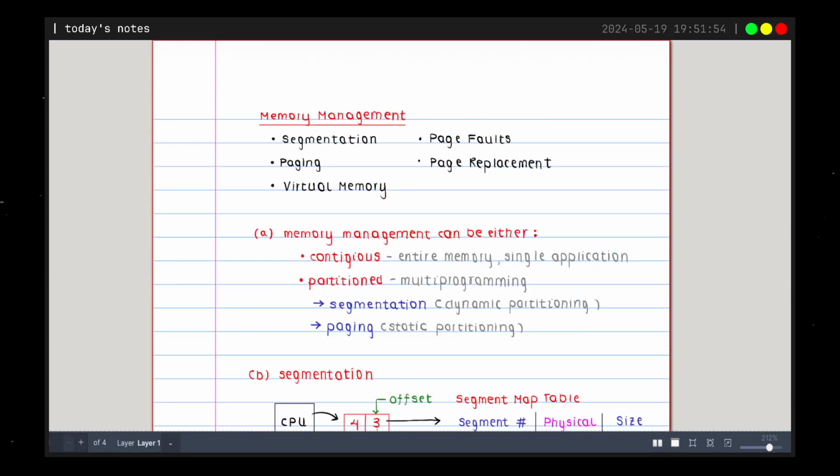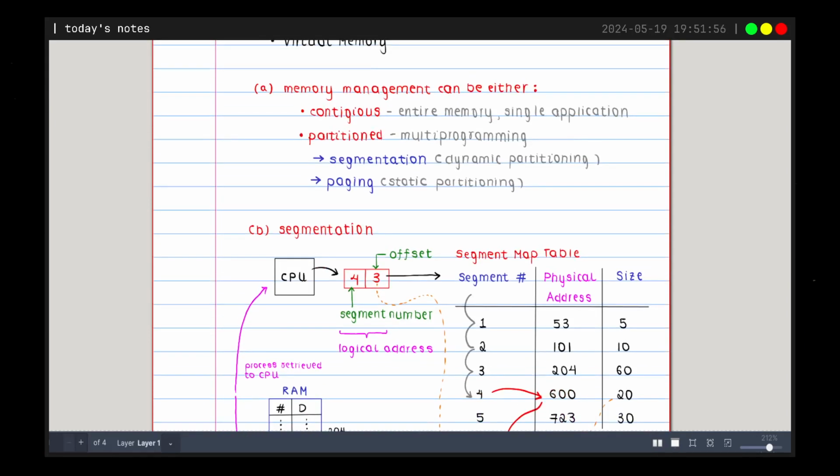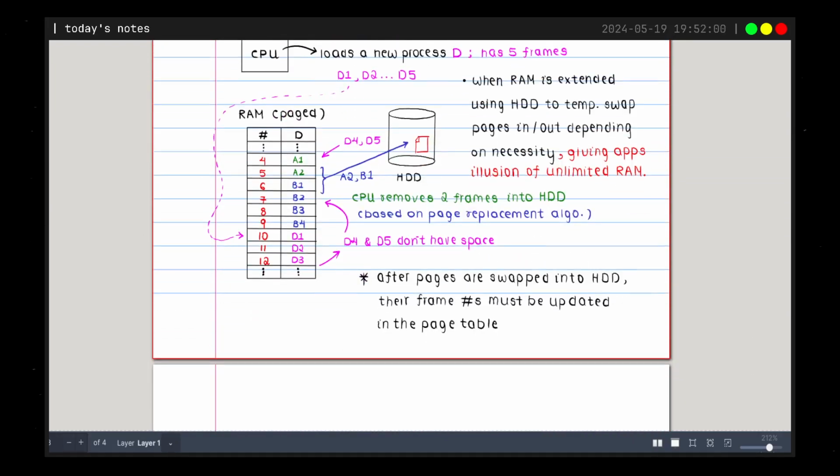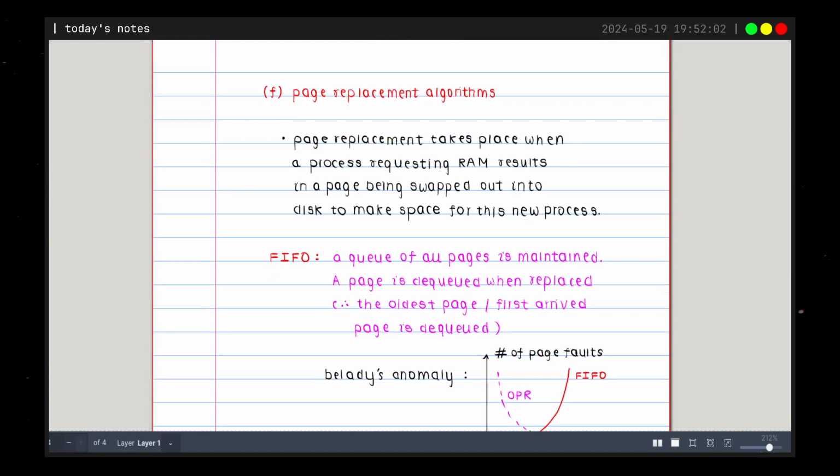So we discussed memory management techniques, segmentation, paging, page faults, virtual memory, and page replacement algorithms. This is more than enough for the exam.